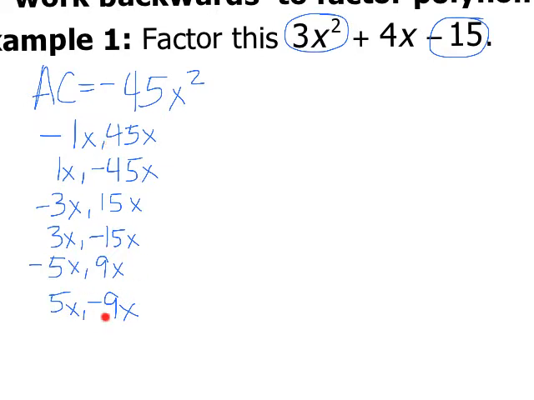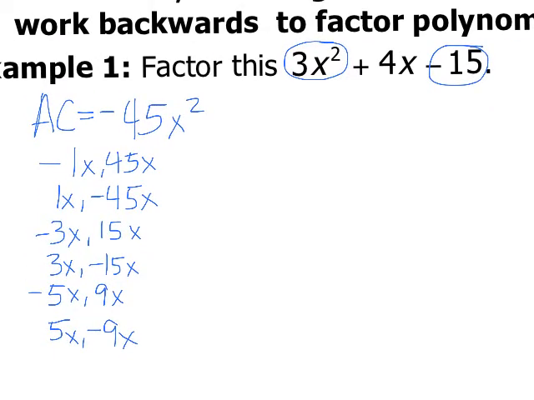So after I do AC, I find all the possible factors, but I need the specific set of factors that will replace 4x. So if they're going to replace 4x, they need to add up to 4x. So if I replaced 4x with negative 1x plus 45x, would that be the same? No, because that's 44x. This is negative 44x. This is 12x. This is negative 12x. What pair equals 4x? Negative 5x and 9x. So this is the pair that I want to break this into.